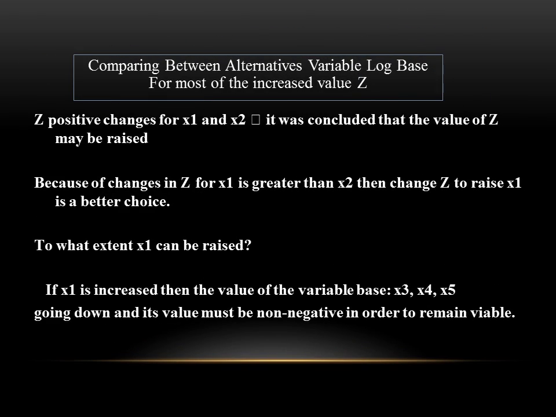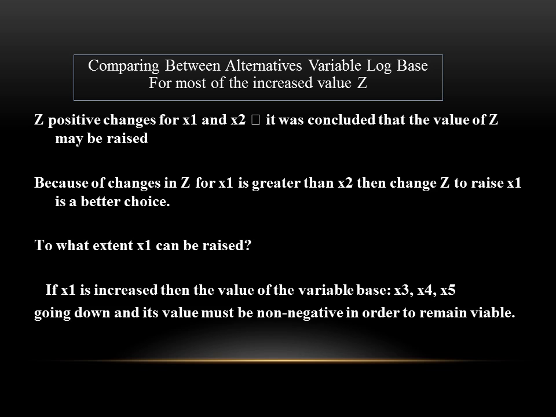So how do we compare between the alternative variables to see which gives the biggest increase in z? Z has a positive change for both x1 and x2. It was concluded that the value of z may be raised. So if the z value is positive, it can be concluded that the value of z can be raised. Not a fixed solution, but we can raise it.